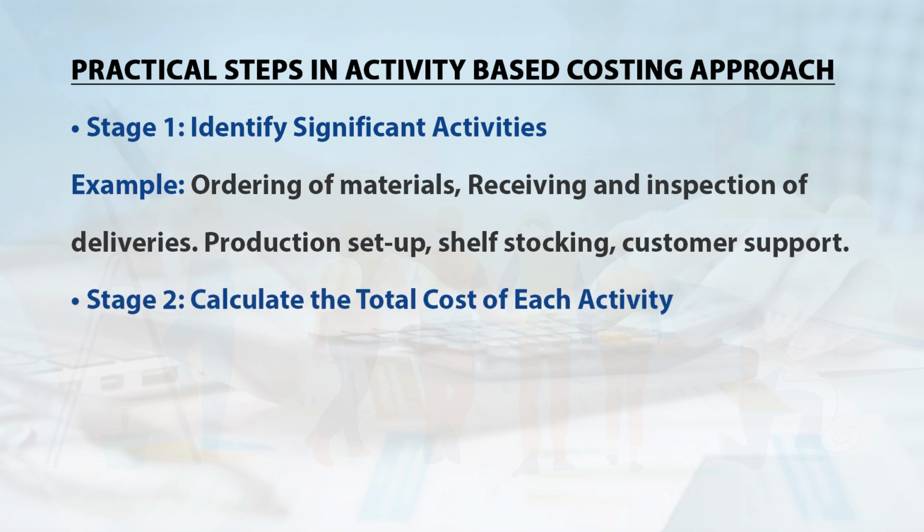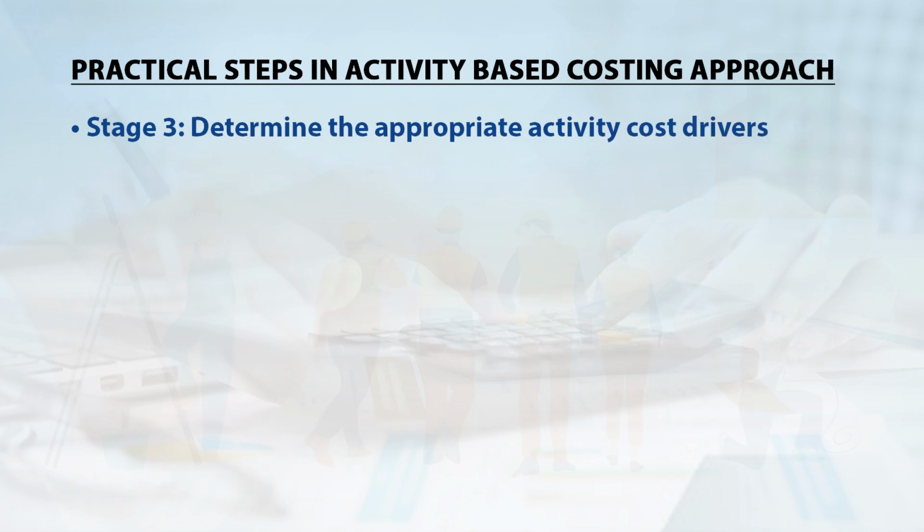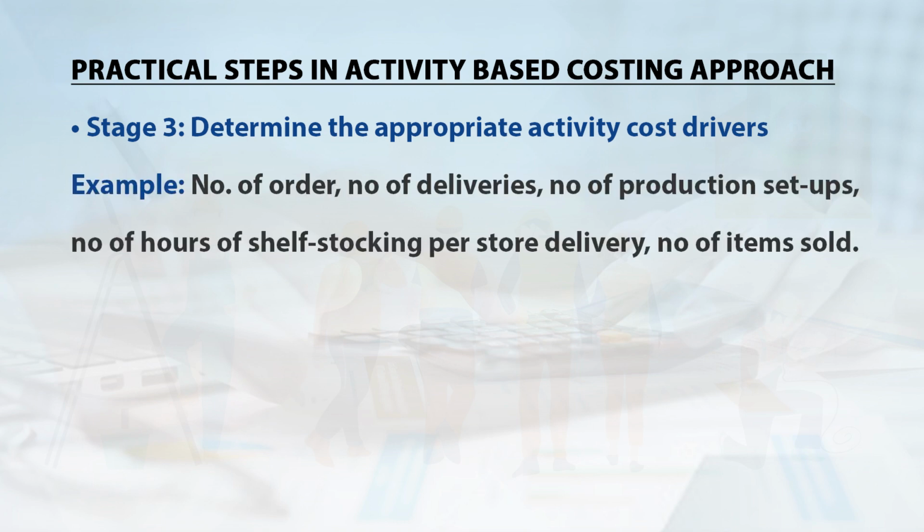Stage 2, calculate the total cost of each activity. For example, total cost of ordering, total cost of receiving deliveries, total cost of production setup, total cost of shelf-stocking, total cost of customer support, etc. Stage 3, determine the appropriate activity cost drivers. Cost driver is a factor that influences the cost of an activity. For example, number of orders, number of deliveries, number of production setups, number of hours of shelf-stocking, per store delivery, number of items sold, etc.